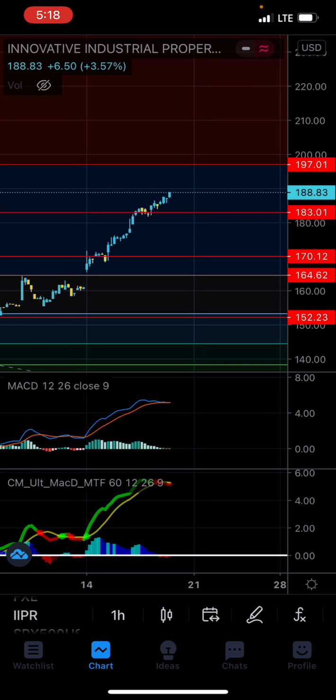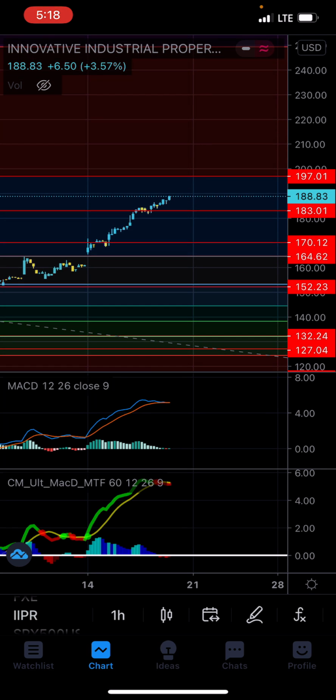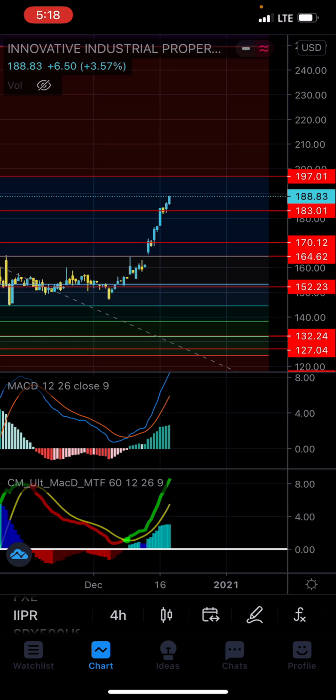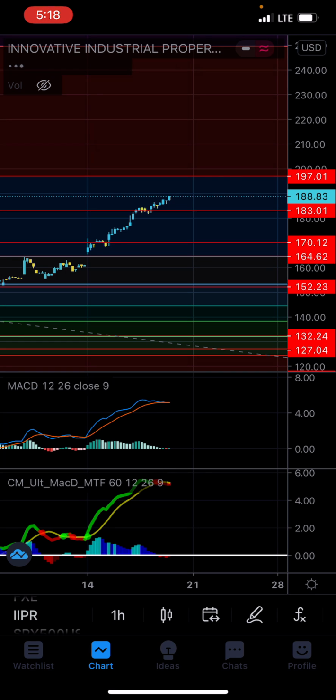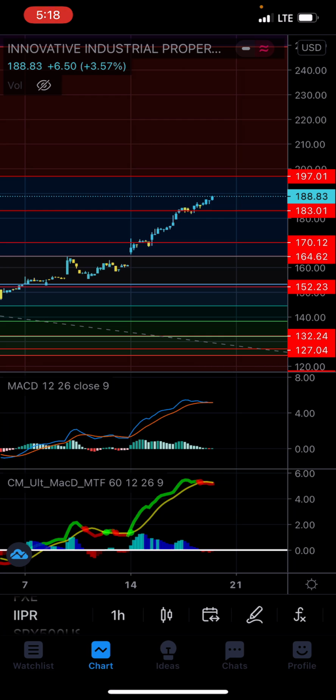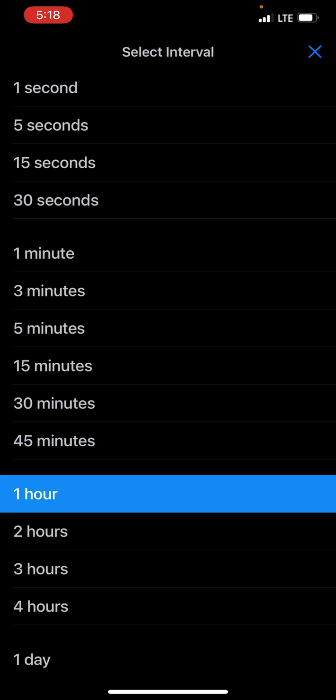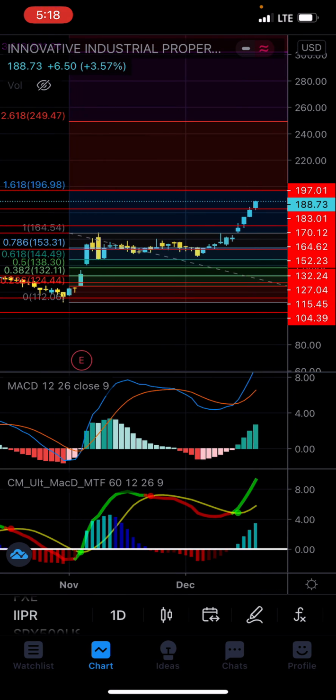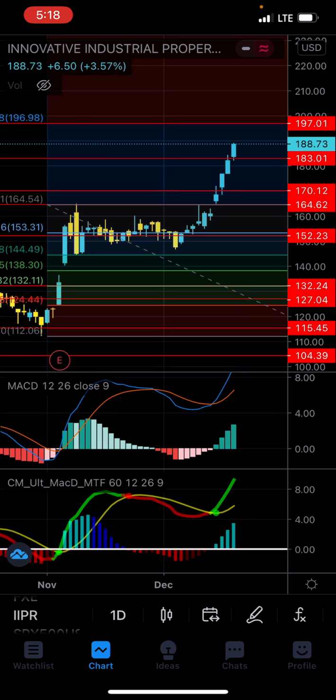I'm 100% bullish on IIPR. If you guys want to buy stocks, I'm in it, or call options or whatever, I'd strongly recommend waiting for this 1 hour to actually break lower on the bearish side. And then once it actually hits on the bullish side, I'd recommend buying calls all the way, 100%. I think that's how it's going to play out. I don't see it playing out any other way.